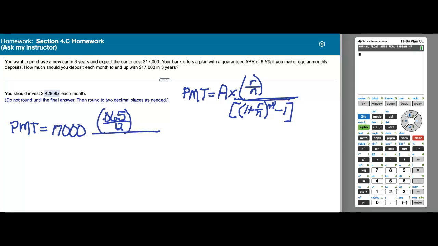And our denominator is 1 plus 0.065 over 12. That in parentheses raised to the number of times compounded, which is 12, times the number of years, which is 3, minus 1. And then we close parentheses. Now, if you want to clean this up a little bit, you can, but you cannot round until the end. So to avoid that, I'm just going to type this in just like we see it to get our final payment amount, which is going to be $428.95.